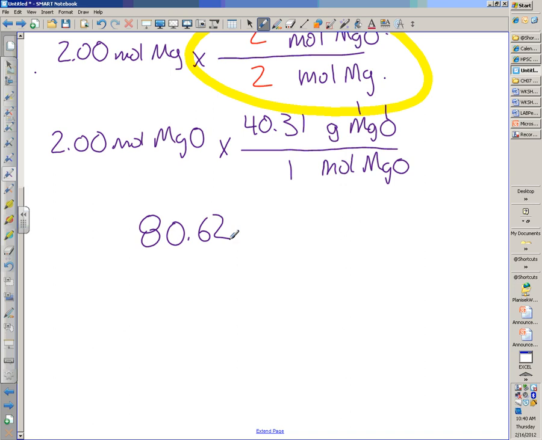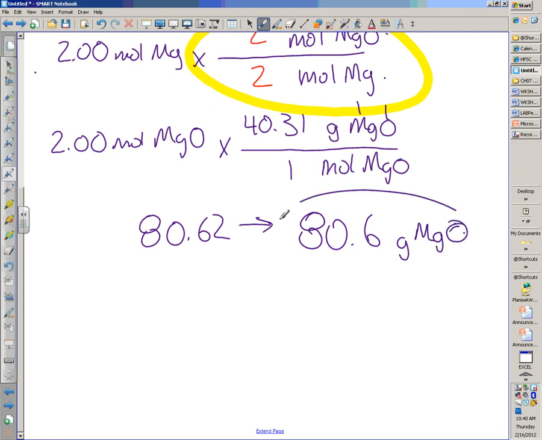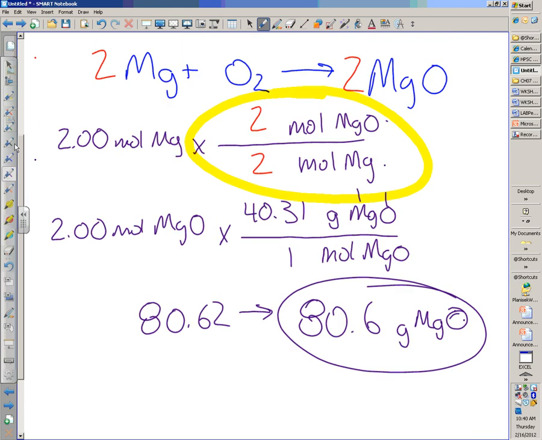80.62. Sig dig wise, that gets us 80.6 grams of MgO. You would put 6 0. Nope, because that's 4 sig digs, right? Keep 1 and 4 sig digs, we keep it 6 6. Right, yeah. And you have to do it because we're still working off the significant digits of the original number in the problem, which was 2.00 moles. I get it. Okay, is that good?